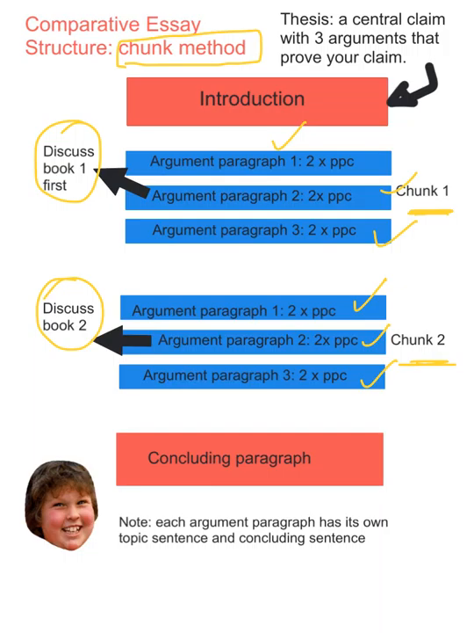Now please note how in your chunks, each chunk is 3 paragraphs. In each paragraph you have 2 sub-arguments, so 2-point proof comments for each paragraph. So argument 1 paragraph for book 1, argument 2 paragraph for book 1, argument 3 paragraph for book 1. And of course, each paragraph has its own topic sentence and concluding sentence.